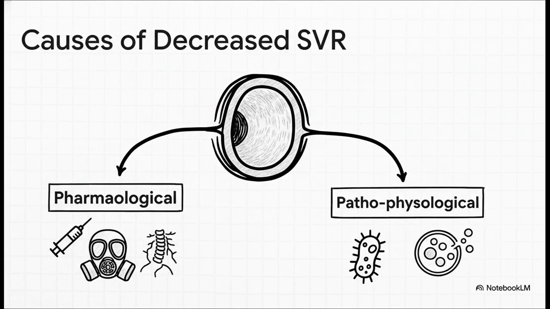Now for that other pillar, a drop in systemic vascular resistance. This is basically widespread vasodilation. The blood vessels have gone all floppy. Again, the most common culprits are pharmacologic: our induction agents, the gases we use, or a spinal block that's gone a bit too high. Or it could be a major medical event, like anaphylaxis or overwhelming sepsis.